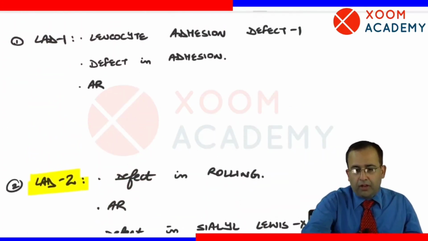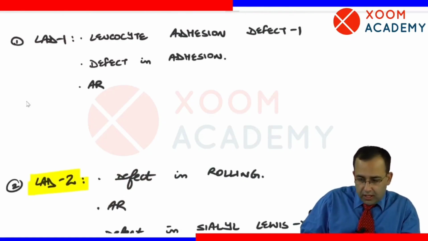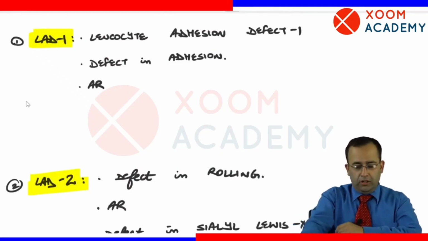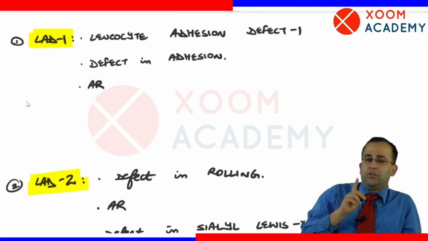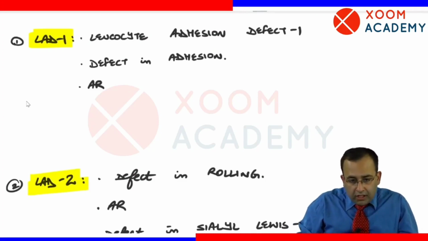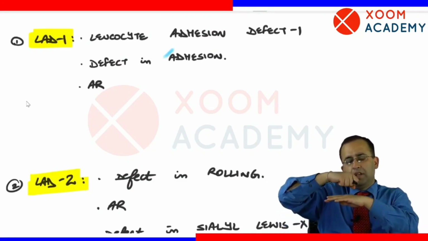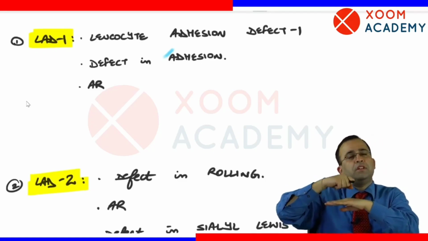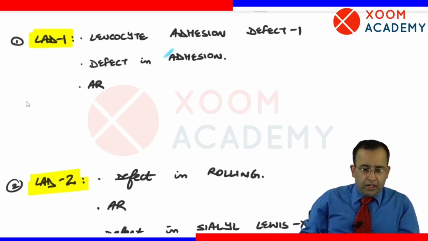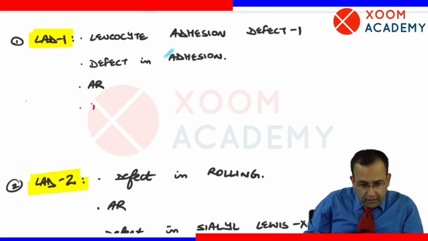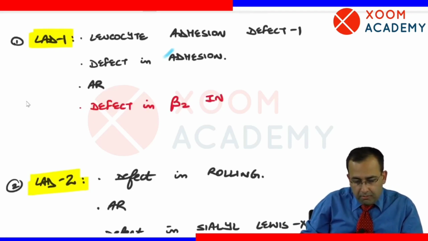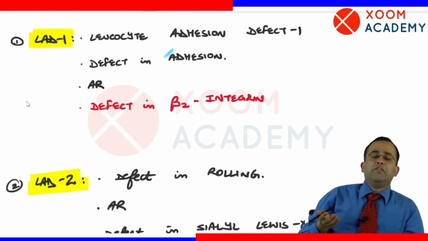Next disease of innate immunity is LAD1, leukocyte adhesion defect 1. It is again autosomal recessive in nature. It is a defect in adhesion. Which is the leukocyte receptor for adhesion? High affinity integrins. So LAD1 occurs because of a defect in beta 2 integrin, which is a high affinity integrin.